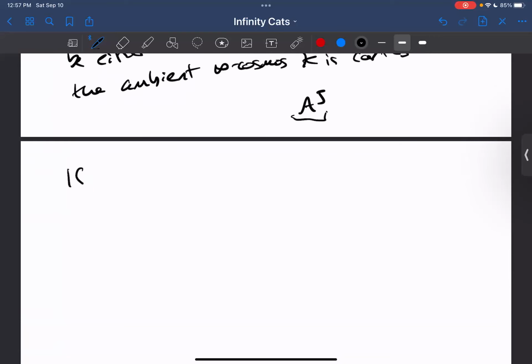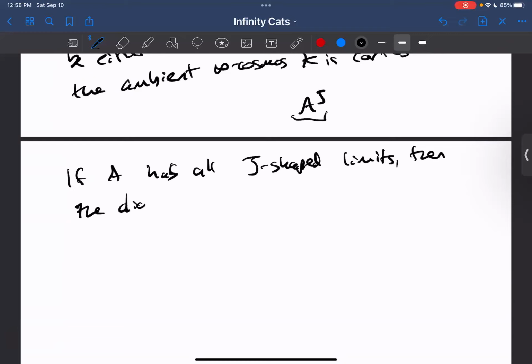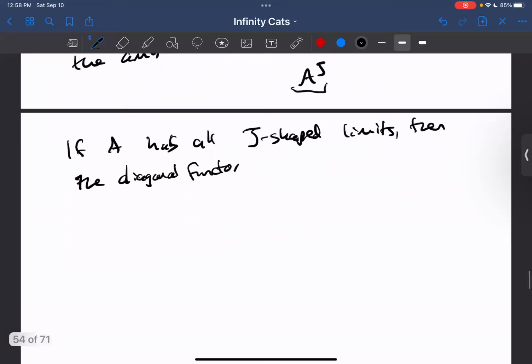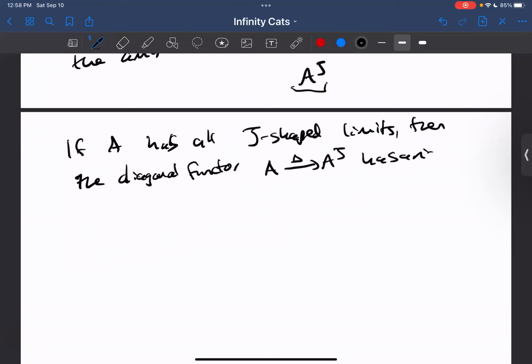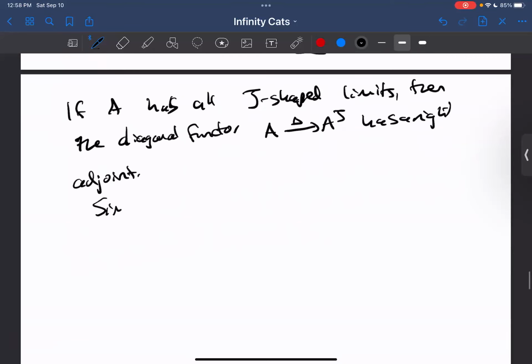All right, so if A has all J-shaped limits, then the diagonal functor, this is an ordinary category theory, and J is a category for talking about ordinary category theory, but just pretend it's the same. Because you can just take the category in the simplicial set anyway, the homotopy category. The diagonal functor, A to A to the J, has a right adjoint. Similarly with colimits and left adjoints.